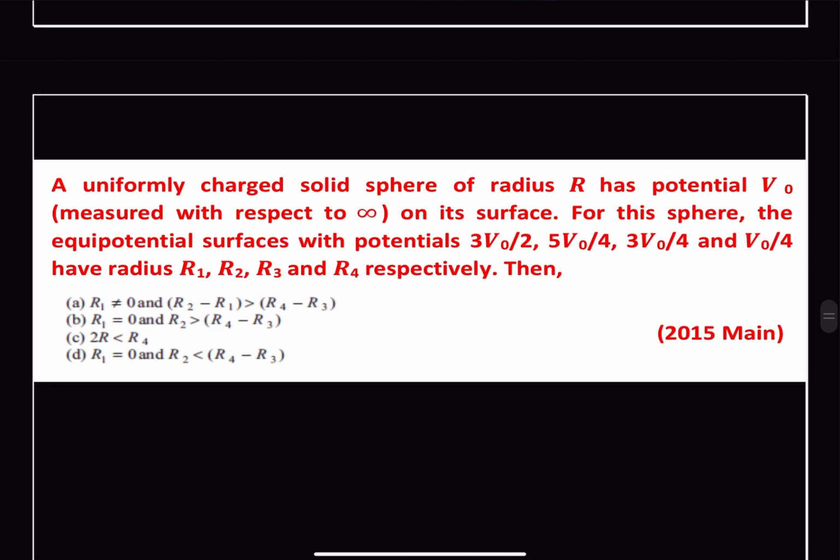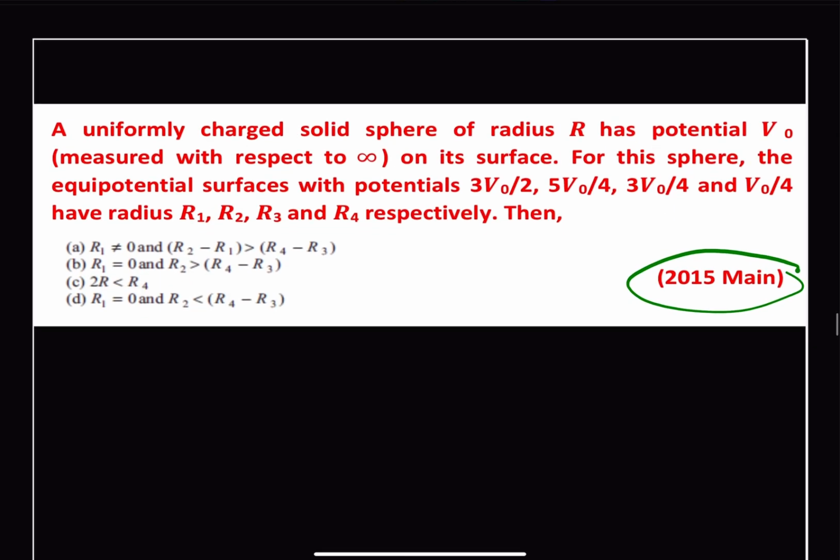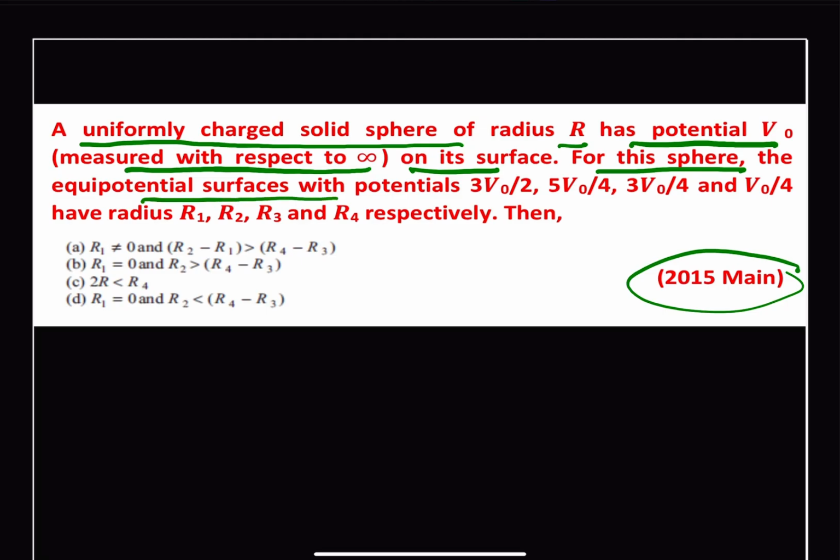It was asked in the 2015 mains, and it states that a uniformly charged solid sphere of radius R has a potential V0 measured with respect to infinity on its surface. For this sphere, the equipotential surfaces with the potentials 3V0 by 2, 5V0 by 4, 3V0 by 4 and V0 by 4 have radius R1, R2, R3 and R4 respectively. Then we have to find out what will be the relationship between all the radii R1, R2, R3 and R4.